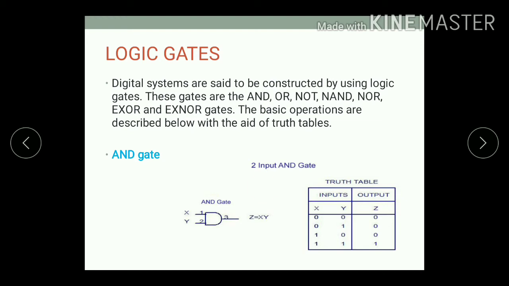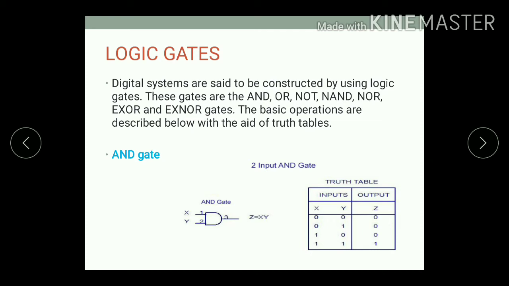Then what is meant by this Boolean expression? The relation between the inputs and the outputs of a gate can be expressed mathematically by means of the Boolean expression. Okay, so now we see the logic gates one by one. Here, the digital systems are said to be constructed by using the logic gates. These gates are the AND, OR, NOT, NAND, NOR, XOR, XNOR gates. The basic operations are described below with the aid of the truth tables. Okay, so first gate is AND gate.